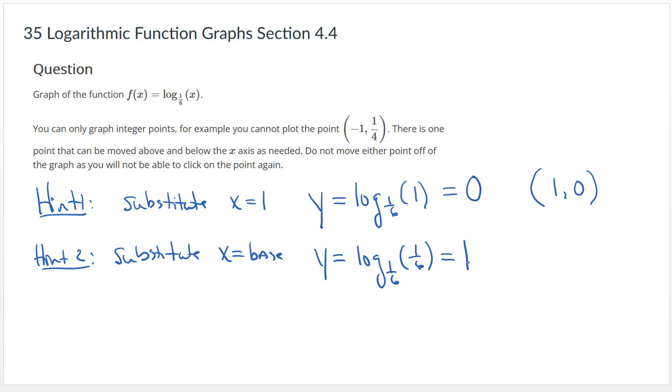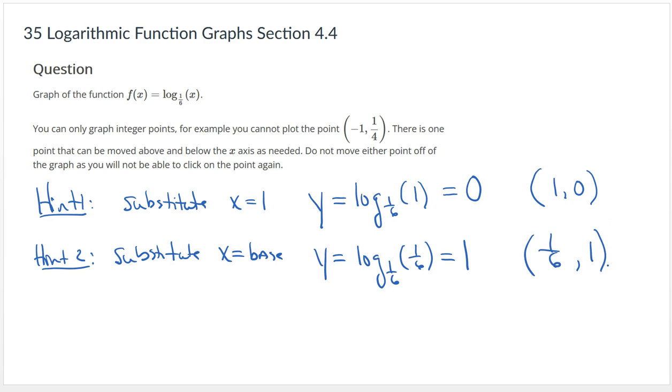If you need to remember why or understand why, if you rewrite this expression as an exponential function, remember to do that, you start with a base, so you have 1/6 to what power, that's the y value we're looking for, is equal to 1/6. So we know that in this case, y, the exponent, must be 1. And remember, a logarithm is an exponent. So we know that our point that corresponds to this particular value is x is 1/6 and the y value is 1.